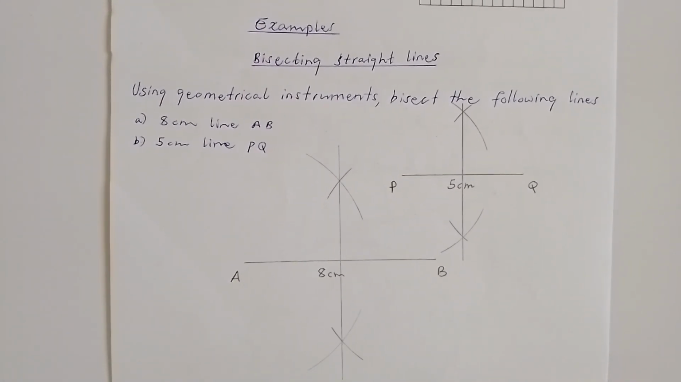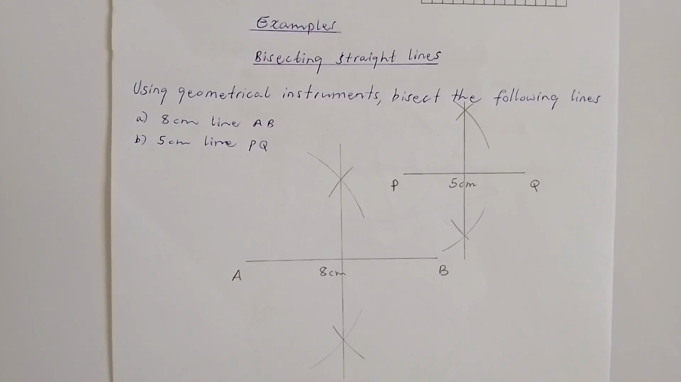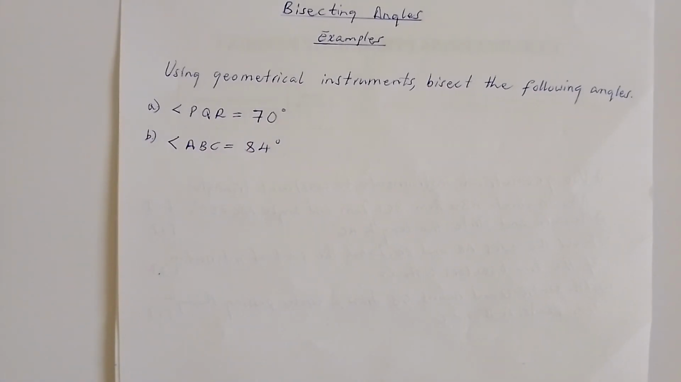So now we are going to look at bisecting angles. Remember, we are looking at bisecting. What is bisecting and how is it done? We are going to look at bisecting angles using the examples below. Using geometrical instruments, bisect the following angles.